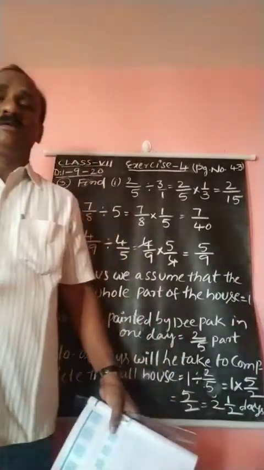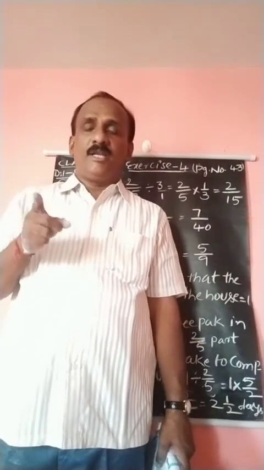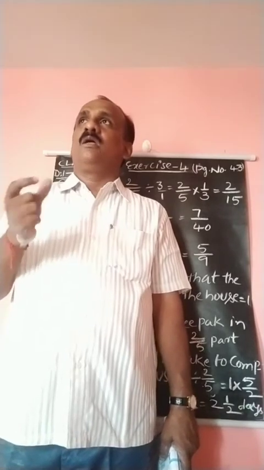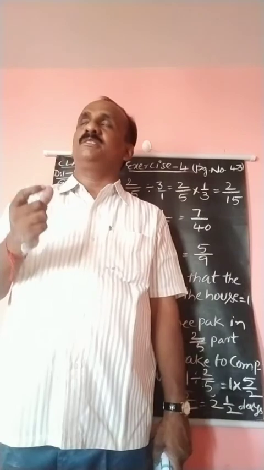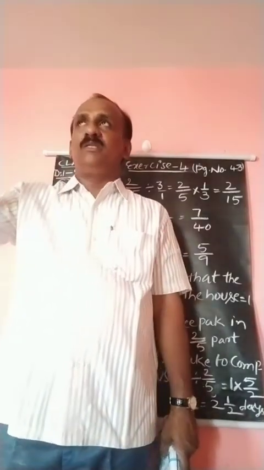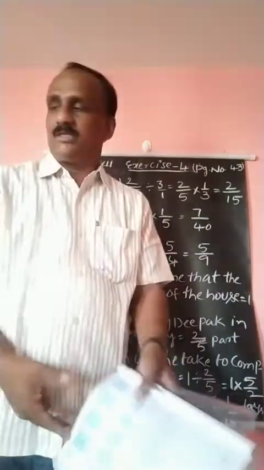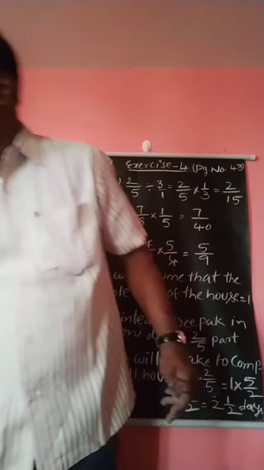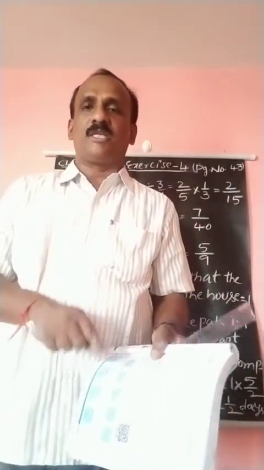That means the painter Deepak can paint 2 by 5th part in one day. But if he works like that, how many days can he take to complete the house? He is asking that question. For that, how can you do that? Well, listen. First, see your textbook, children. Fourth problem. Once you read that fourth problem from your textbook.